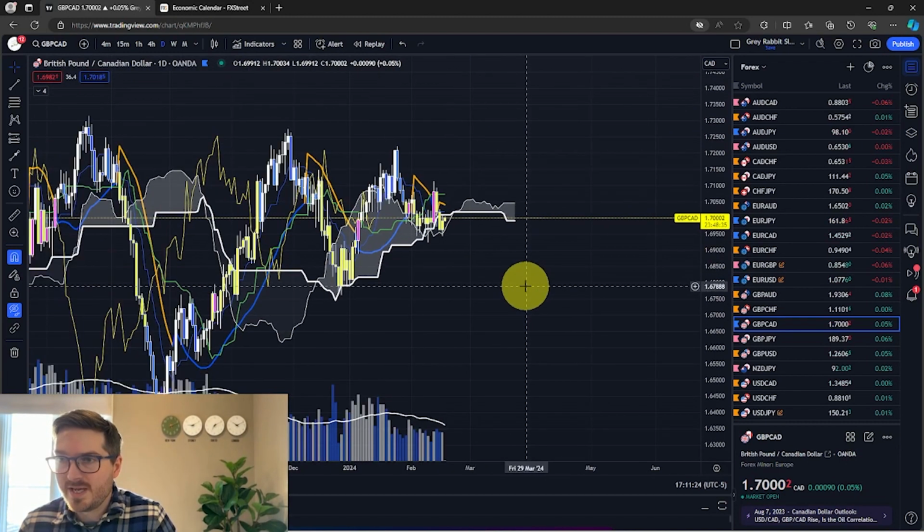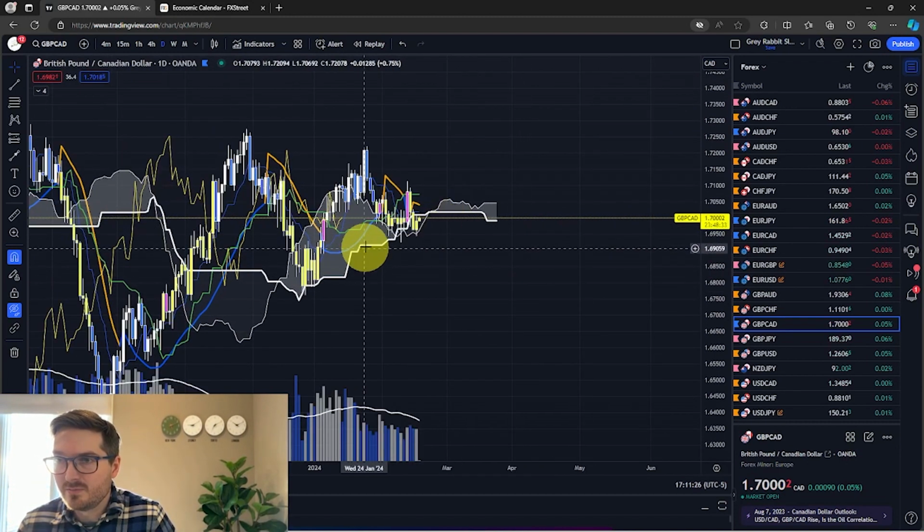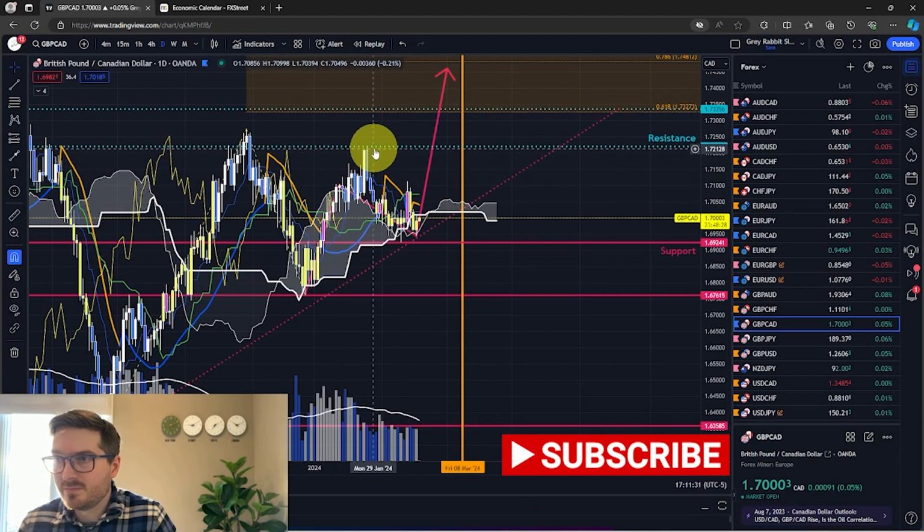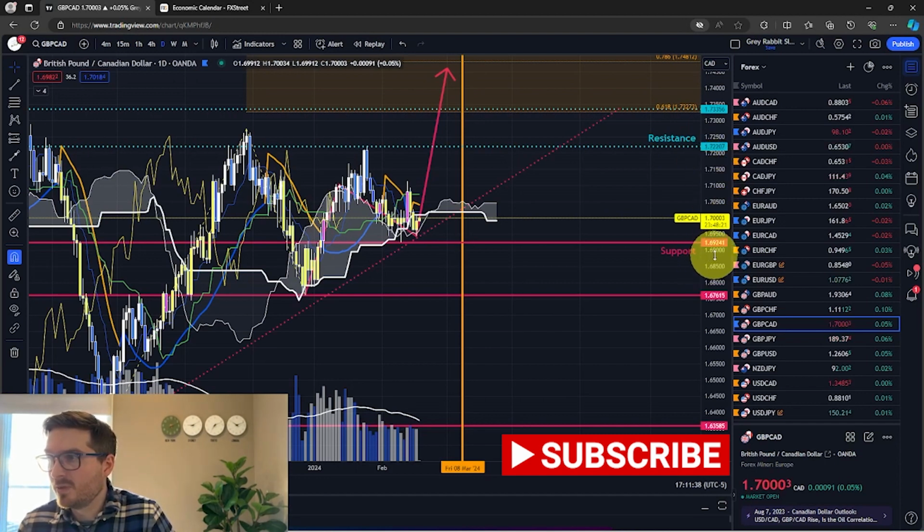So we have, this is pretty much just stuck in this range between this resistance level here, 1.72207, and the support level here, 1.69241.